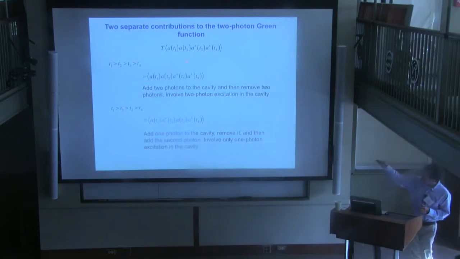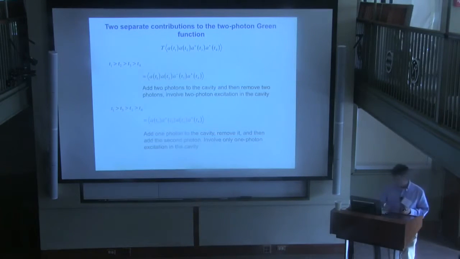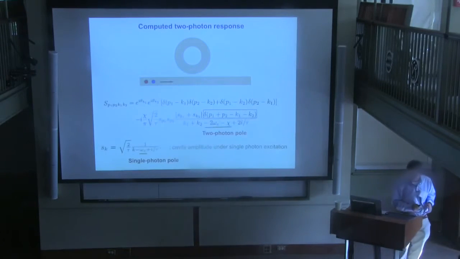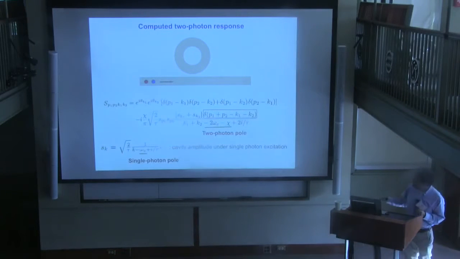So in a single time order product, actually you can see that it connects both to the 2-photon and 1-photon excitation of the system. And the single photon excitation, of course, has a resonant frequency omega c, and the 2-photon excitation has the extra interaction term. So putting this together, then you can write down basically the 2-photon scattering matrix, and it generally has this form.